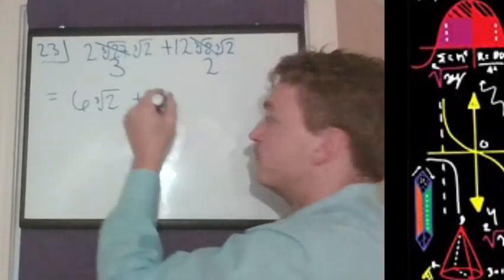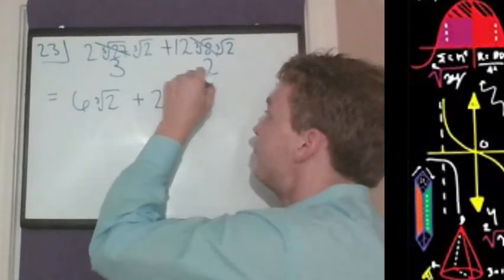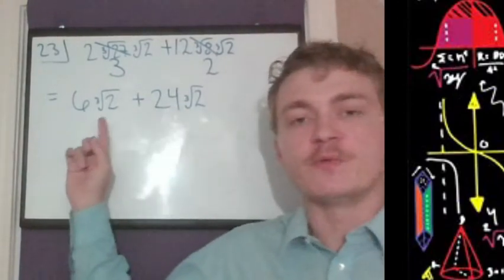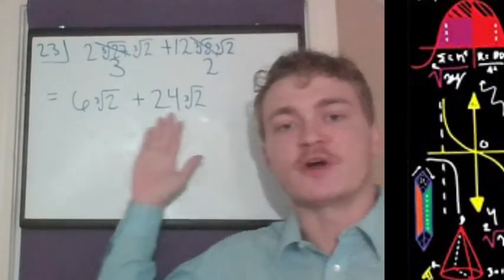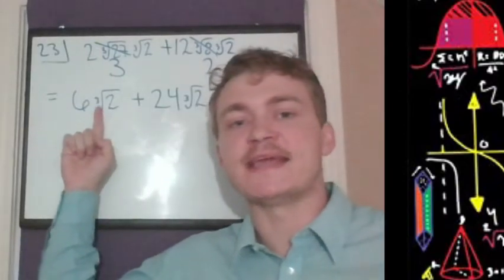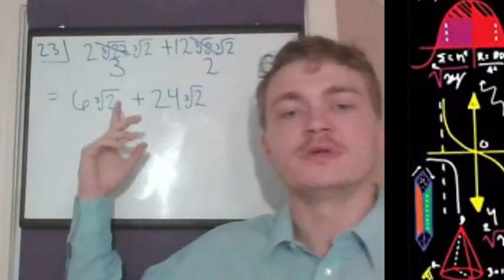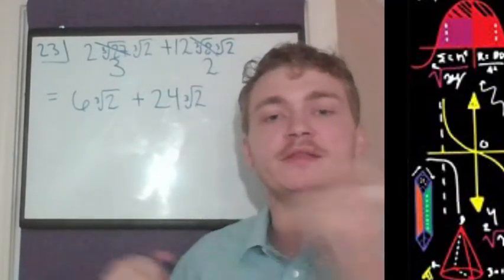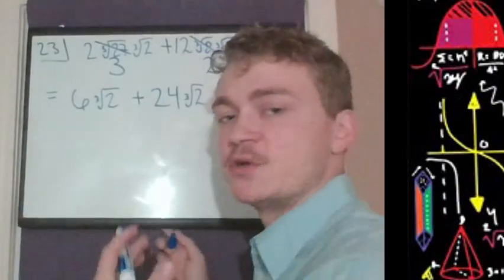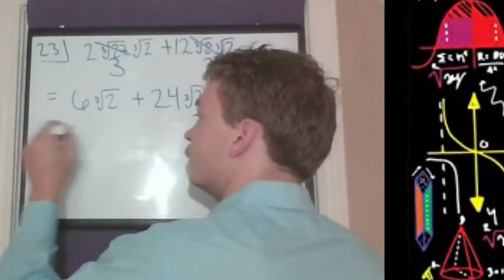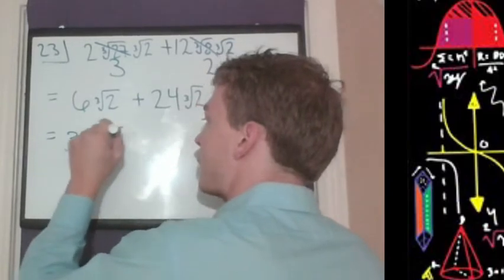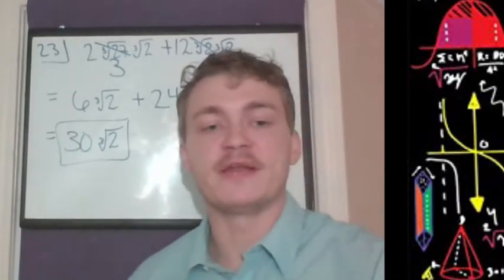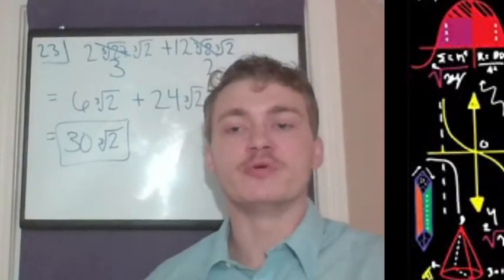12 times 2 is 24, giving us 24 cube roots of 2. So for each of our two terms here, we do have radical terms, but each of our radicals has the same exact radicand and the same index or root of 3. Thus, like radicand, like index, we can combine the two terms. 6 plus 24 gives us 30. So we have 30 cube roots of 2. We know we're fully simplified because we cannot further simplify the cube root of 2. 30 cube roots of 2.